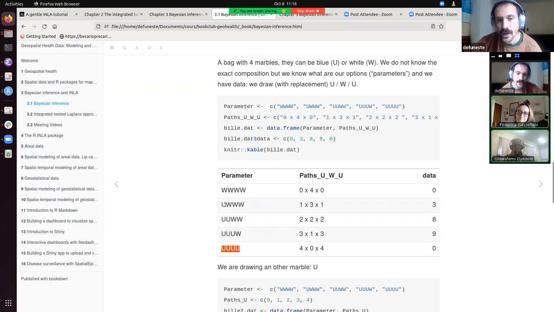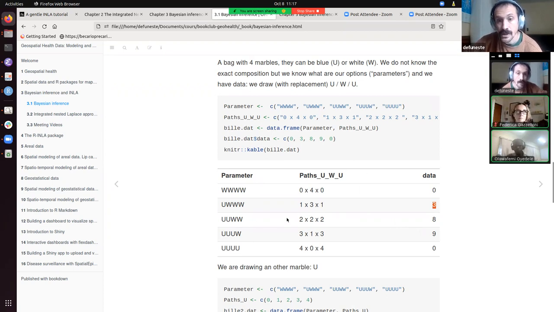So let's see if we are drawing this one. If this is what is inside of the bag, I draw one blue. I have just one option to draw it because there's one blue in this possible path, in these parameters. Then my chance of drawing white is three, because I have three. And the same stays for the other drawing. So this is one by three by one. This is the probability of drawing.